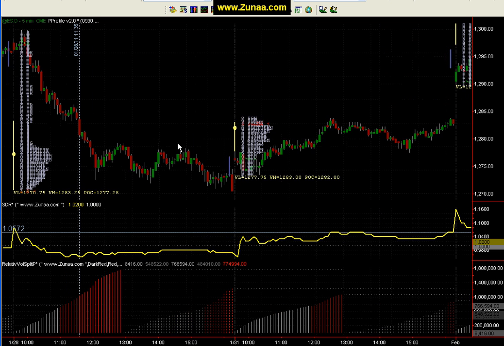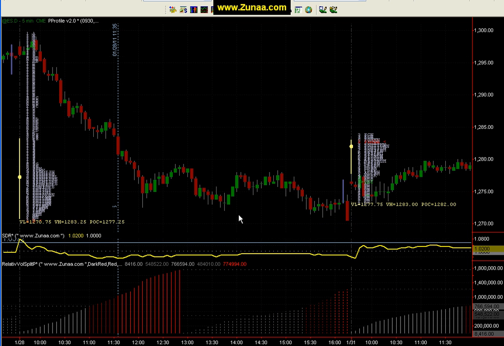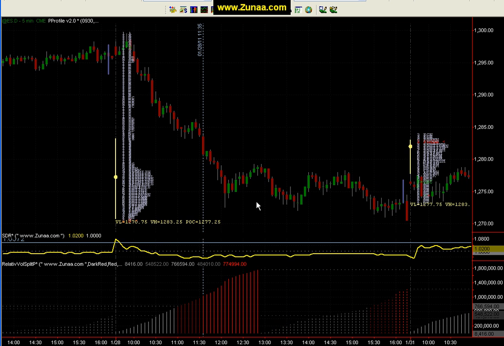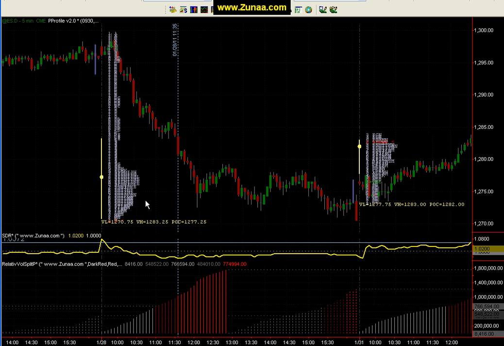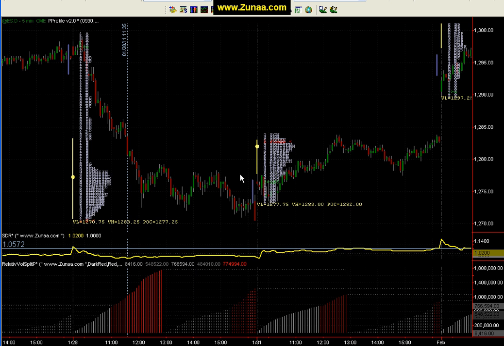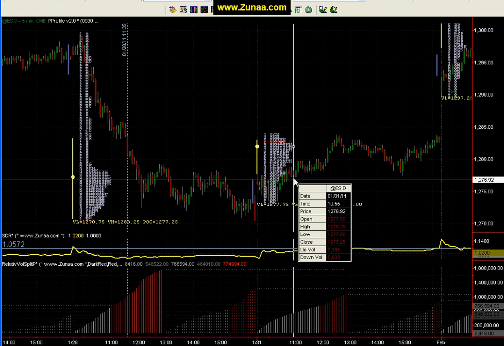So for anybody who uses price profile type of analysis, we can see that this day we have this bulge here at the bottom. This is where price traded most. The next day we open up right around point of control, and we're able to move above the point of control.